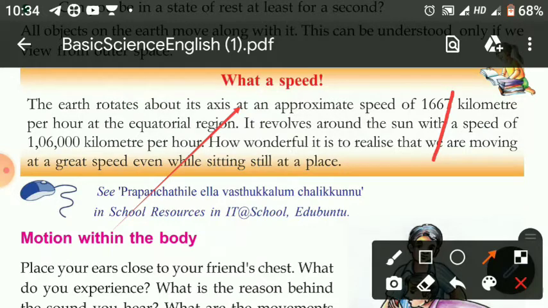What are the types of speed? Okay, next one.